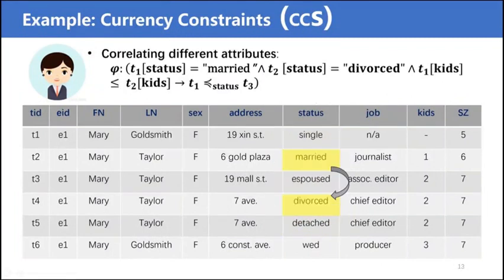Finally, we can use constraints to correlate different attributes. Given two attributes T1 and T2, if one attribute value is married and the other attribute value is divorced, and we find that 1 is smaller than 2, we can deduce that married is earlier than divorced. So this is a global time order.